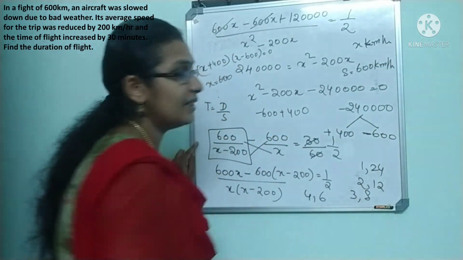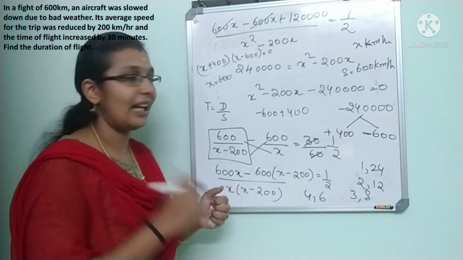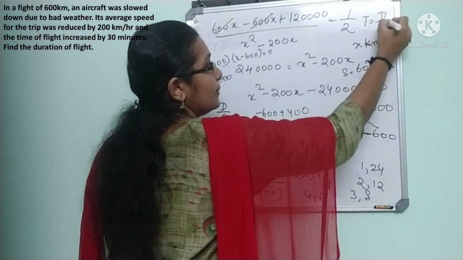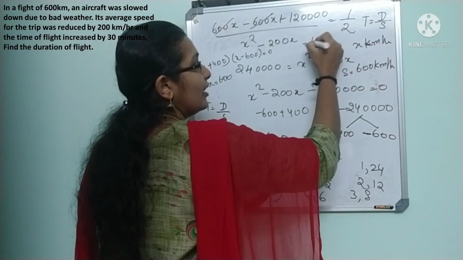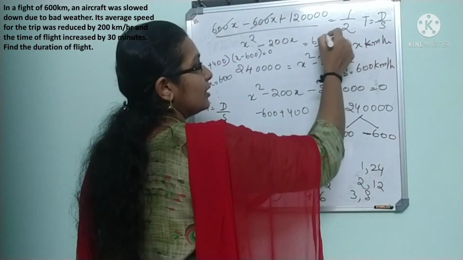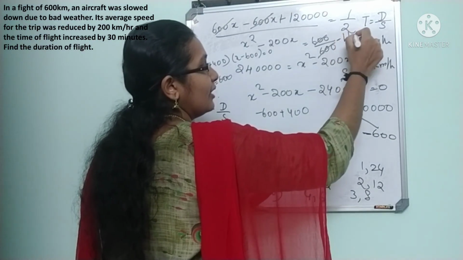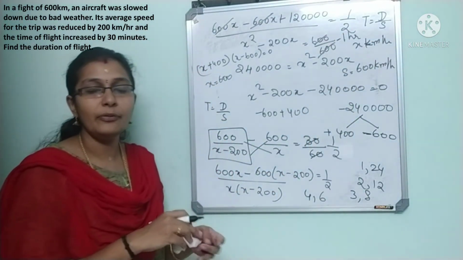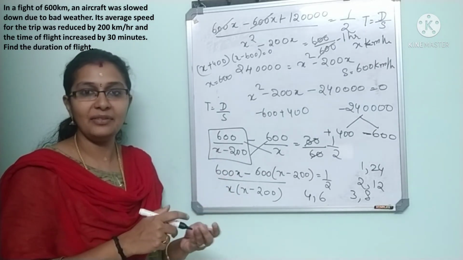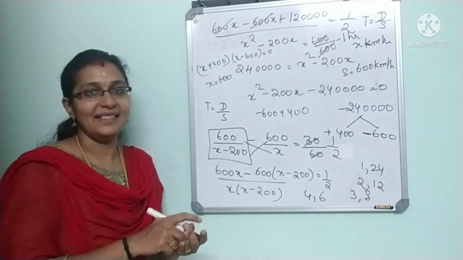But our question is, we have to find the timing. We know time is equal to distance by speed. So the total distance given is 600 kilometers divided by speed 600. So 600 and 600 cancel, and you get 1 hour. So the duration of the flight is 1 hour. Clear with the concept?